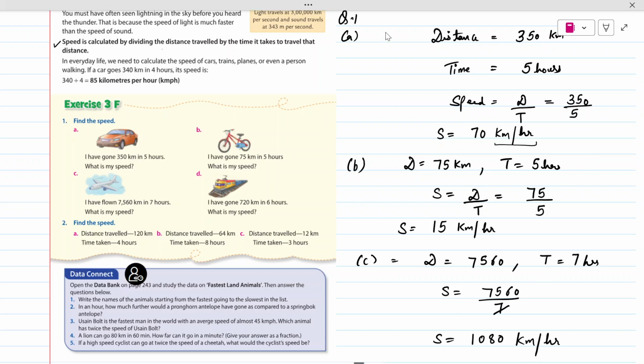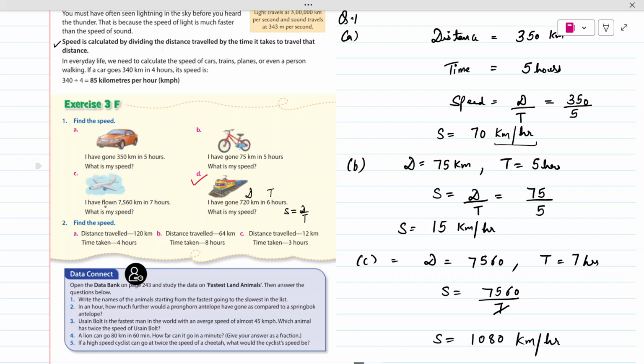Okay, so the fourth question I'm leaving for you as homework. It says there is a train and it says I have gone 720 kilometers, which is the distance, in 6 hours. This is the time, and we have to find the speed with the formula distance by time. Just put in the values and you will get the required speed here. So this is the scenario where we have to find the speed in every case.